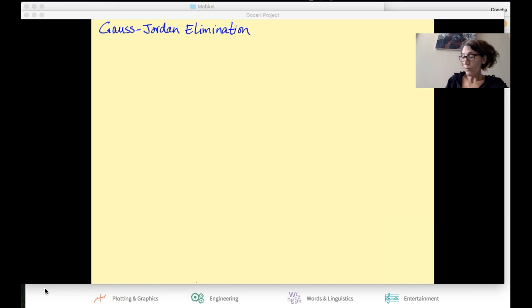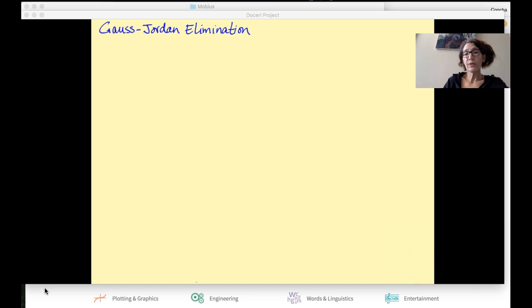So remember, reduced row echelon form means that once you get it into row echelon form and you look at the leading ones in each row, the leading ones need to be the only non-zero entry in that column. So there have to be just zeros above and below any leading one.